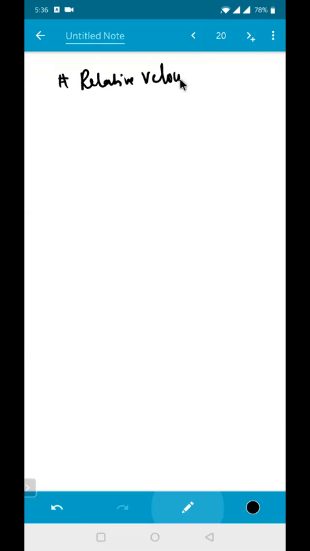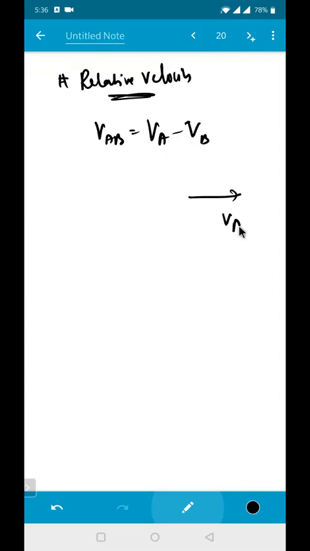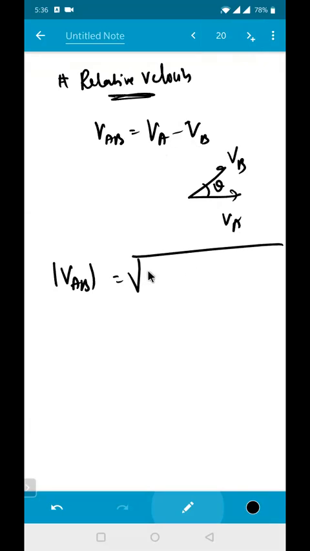Okay, in relative velocity, we go for the rain and umbrella problem, river and boat problem. So velocity of A with respect to B will be equal to VA minus VB. So this is your VA, and this one is nothing but VB, making an angle theta. Then how do you write in terms of an angle? Relative velocity of A with respect to B is equal to the square root of VA squared plus VB squared minus 2 VA VB cos theta.